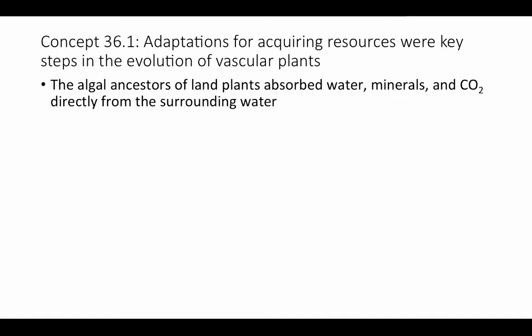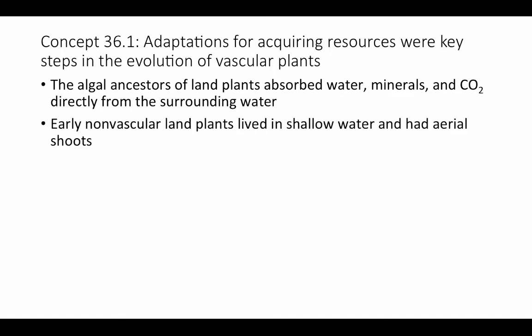When we start to move onto land, these non-vascular land plants, the ones without vascular tissue, lived in shallow water and had aerial shoots that poked up out of the water to collect oxygen for respiration and also to be better able to collect photons from sunlight.